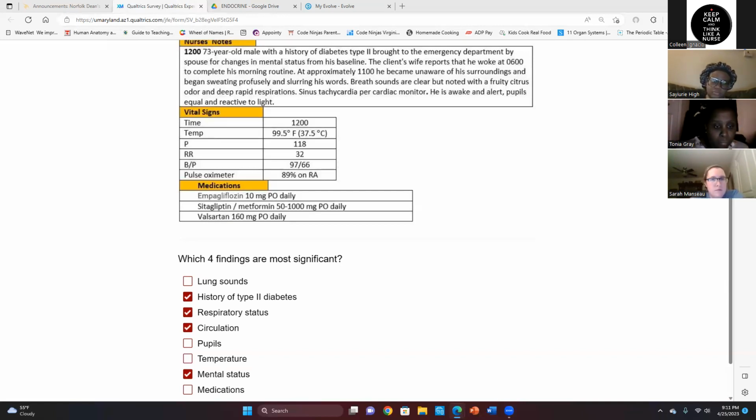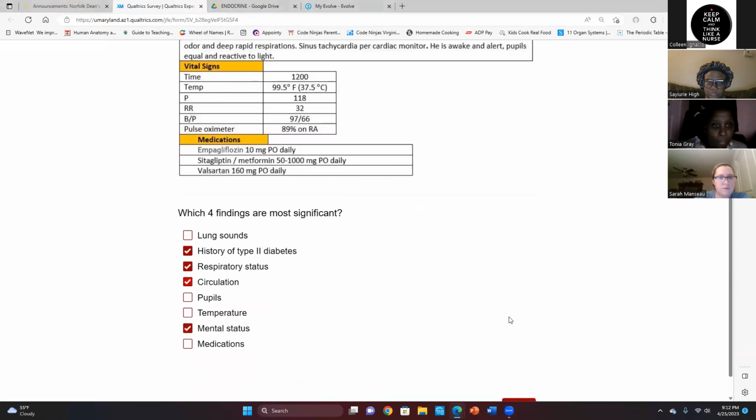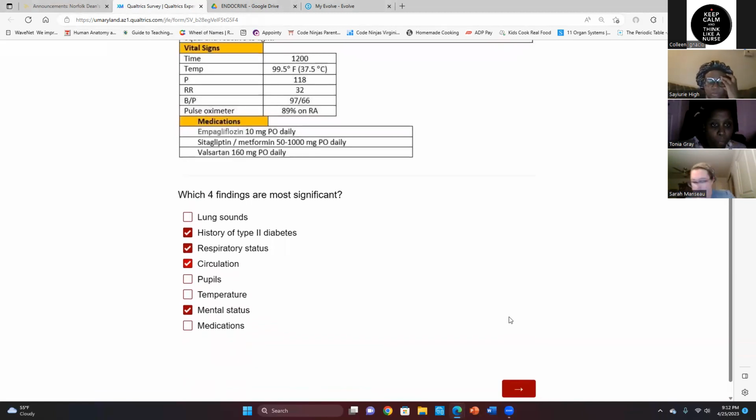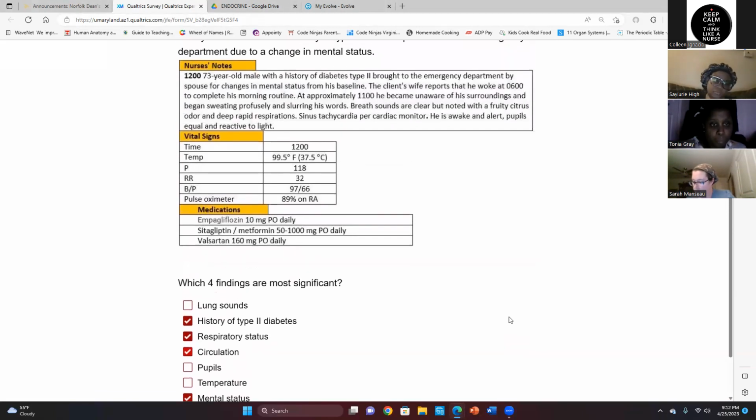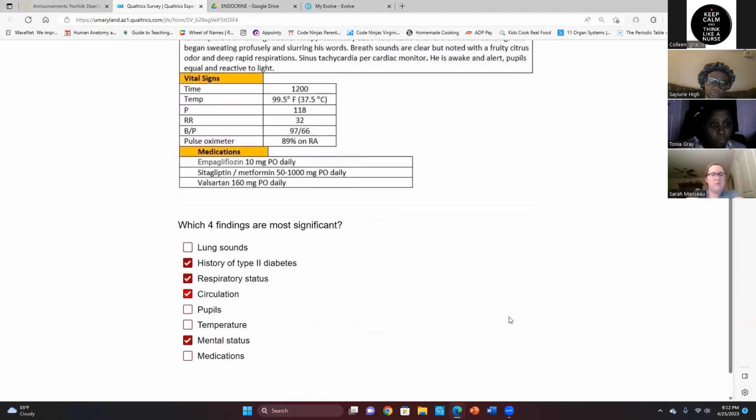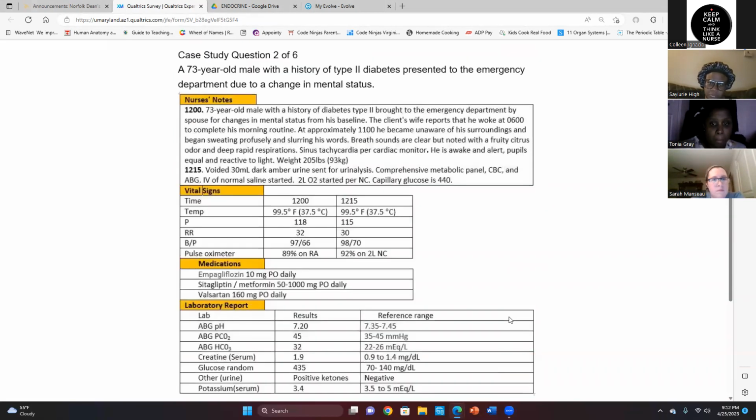So when you were reading this, maybe you close your eyes and you imagine the patient and what he looks like. You can see those deep, rapid respirations. But the four most significant are the ones that you chose. So excellent. The history of type 2 diabetes, the respiratory status, your circulation, and the mental status. And that goes with your ABCs for sure. Okay. Any questions or comments about this? Okay, y'all did fantastic. All right, so we're going to continue.